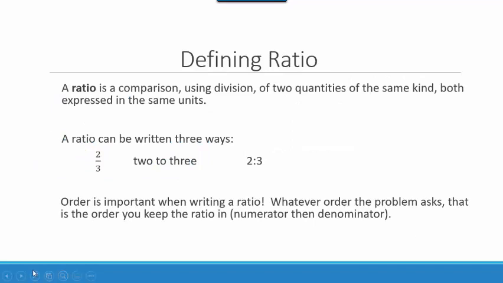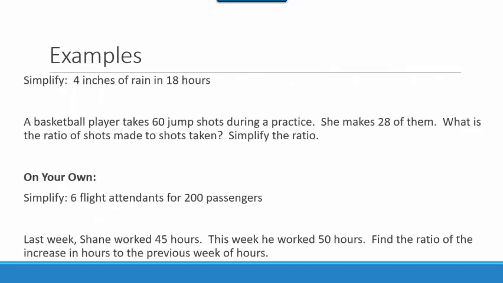The first thing we want to do is define a ratio. A ratio is simply a comparison using division. It can be written three ways. It can be written as a fraction, it can be written in words, so 2 to 3, or it can be written with a colon. Order is important when writing a ratio.